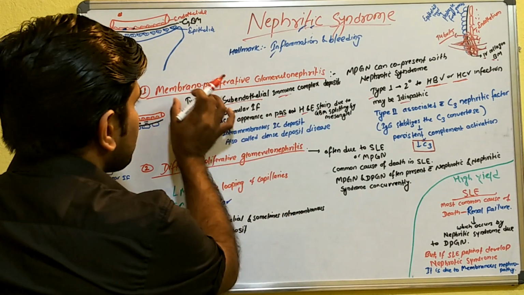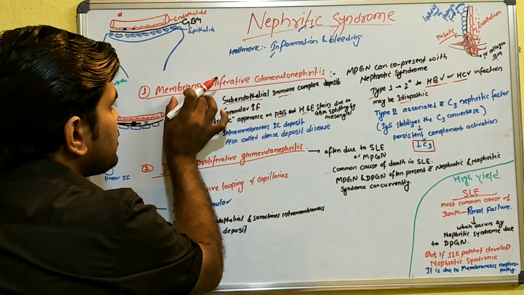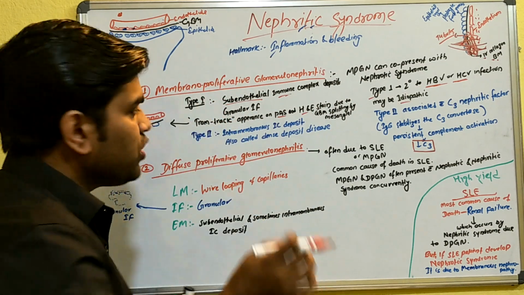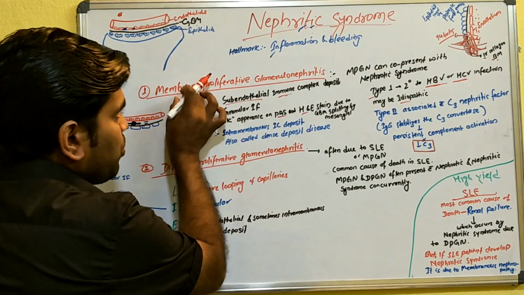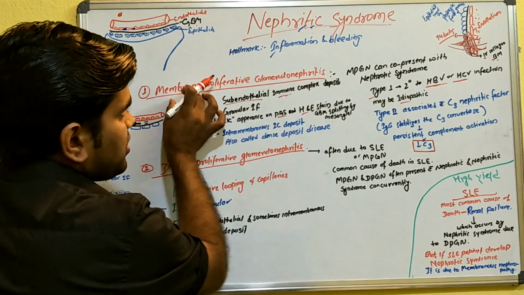Look, the name indicates a lot of things. Membranoproliferative glomerulonephritis means that there is damage in the membrane, the glomerular basement membrane. So this is damage on the membrane where there is a proliferative disease, which leads to glomerulonephritis. So we have talked about the membrane damage.